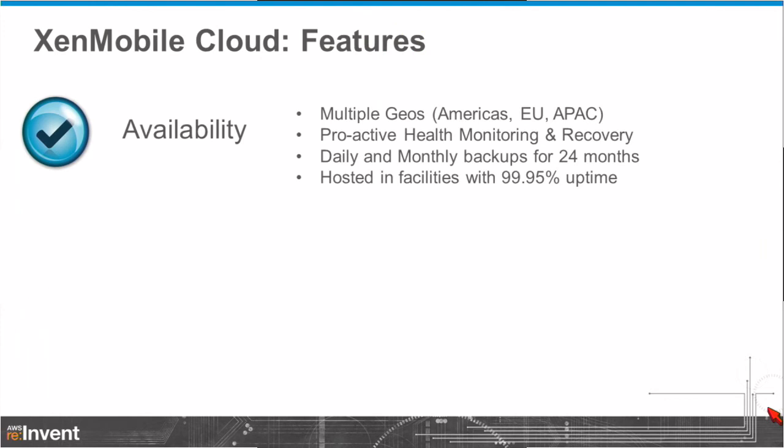So in terms of features, let's talk about availability first. The Zen Mobile Cloud service is available in multiple geos, and you may want to choose a specific geo either for proximity reasons or for compliance reasons. Also, we have continuous monitoring of all of the instances hosted in AWS, as well as regular backups of the configuration data. And as I mentioned, our service is completely hosted in AWS and only in AWS, and AWS provides an uptime guarantee of 99.95%.